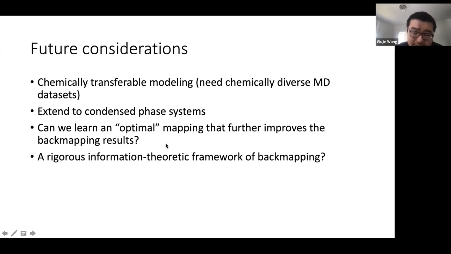Another direction that one could go into is: could we study the effect of mapping, and could we find an optimal mapping that can further improve the backmapping results? I think the answer is yes and possible. And another theoretical aspect that's been missing is that although we derive some of the geometrical requirements and the design of the decoder, you need to respect equivariance, and we use the conditional VAE to perform the generation, could there be some more rigorous information theoretical framework for backmapping? I think that concludes my presentation. I'm happy to take more questions.